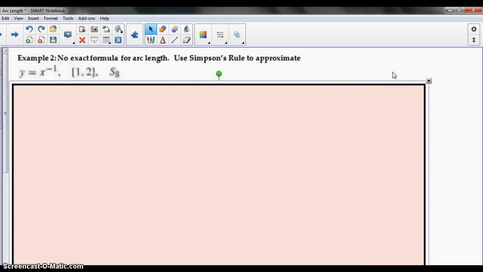One interesting thing about the arclength formula is that sometimes you might not be able to find the derivative, square it, plug it back in, and evaluate the resulting integral. In some cases, you might need to use the numerical integration process: trapezoidal rule, Simpson's rule, midpoint rule, etc. Let's take, for example, this function right here, 1 over x. Let's say we want to find the arclength from x equals 1 to x equals 2 using Simpson's rule.